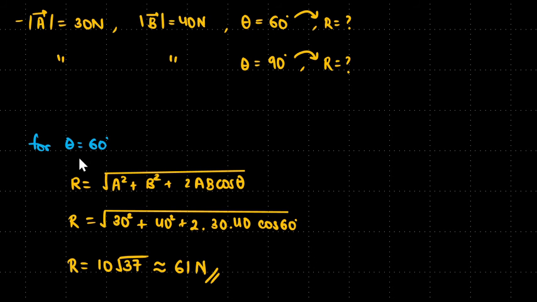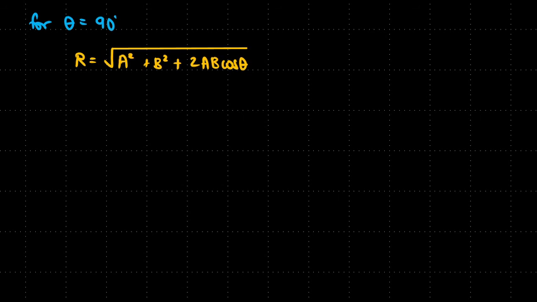So now we got it when it is 60 degrees. So now let's try for 90 degrees. For theta to be 90 degrees, I think the math will be much quicker. We know the formula of the resultant is square root of a square plus b square plus 2ab cos theta. In this case, everything is going to be the same except theta, which is 90. So we have square root of 30 square, plus 40 square, plus 2 times 30 times 40 cos 90 degrees.